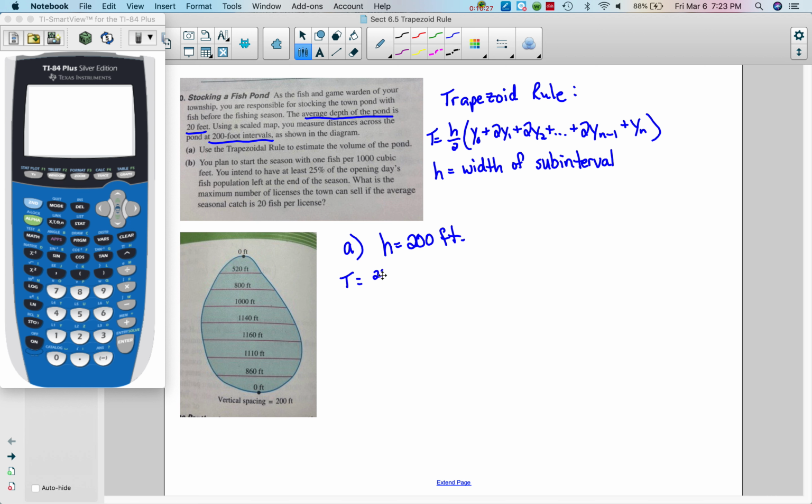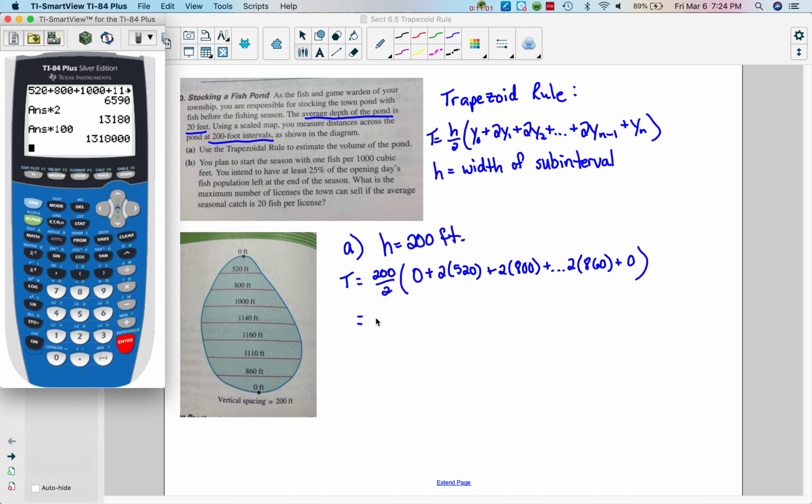we're going to have 200 over 2. And then y-naught would be 0. So we have a 0 plus 2 times 520 plus 2 times 800 plus... because I don't want to do them all, 2 times 860 plus, and then the last one again would be the 0. Now that's not always the case. They're not always going to be zeros, but it was the case here. Okay?